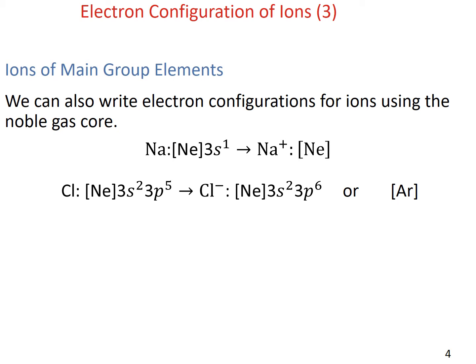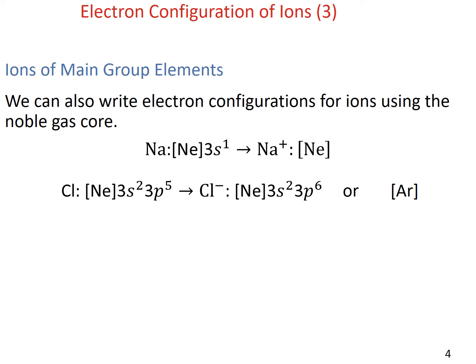As somewhat of a shortcut, we can choose to write electron configurations for ions using the noble gas core, which is what we had done also in the past. But a lot of times that means the electron configuration is just the noble gas core. So for example, sodium in its ground state is neon plus the 3s1. Sodium plus, once you remove that electron, has the same electron configuration as neon. So you can just write it in brackets as neon.